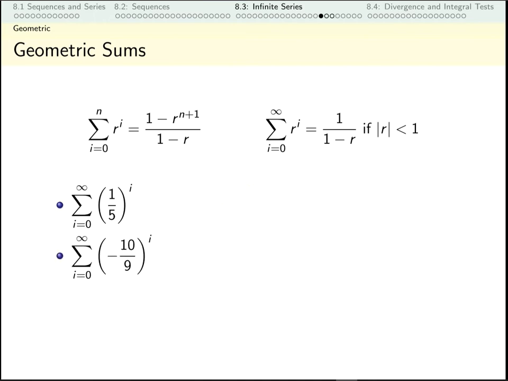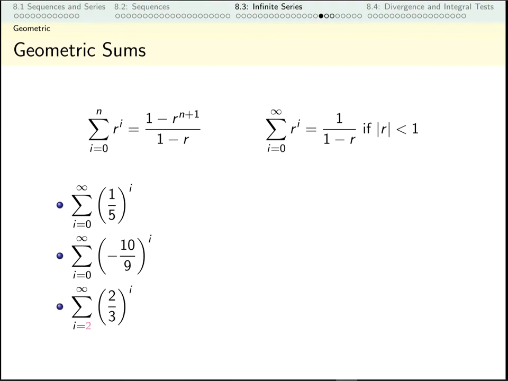In this next example, our r value is negative 10/9, and negative 10/9 is too big. The absolute value of negative 10/9 is 10/9, and 10/9 is bigger than 1. So the terms I'm adding up in terms of absolute value are getting bigger and bigger and bigger. So this one does not have a nice number it evaluates to. We say this diverges.